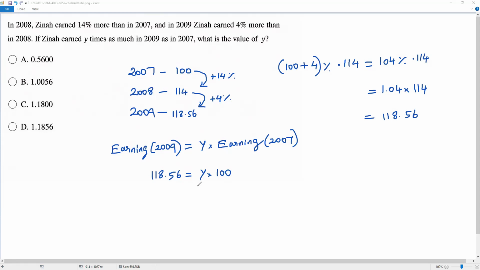Now to solve for y, we have to divide both sides by 100. Let me do it. Then this 100 will cancel out. When I divide 118.56 by 100, I'm getting 1.1856. On the right side, we have y. Here I got the value of y, that is 1.1856. I find this value 1.1856 in answer choice D. The correct answer choice for this question is D.